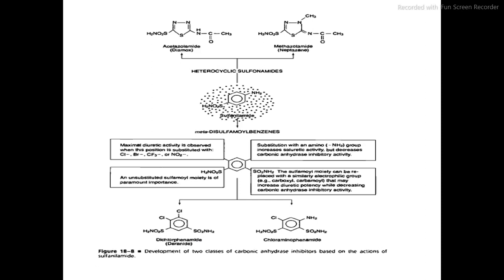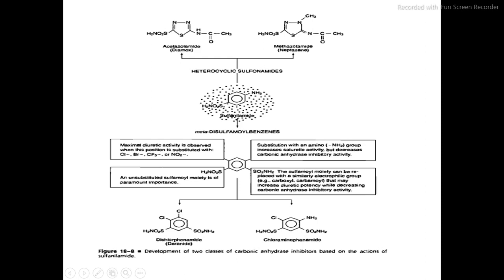They have kept one amino group as it is, and they have kept both the sulfamoyl moieties as unsubstituted moieties. So this is how the two different classes of carbonic anhydrase inhibitors were developed. They are rationally developed from the meta-disulfamyl benzene. This is how the receptor interactions are important here.